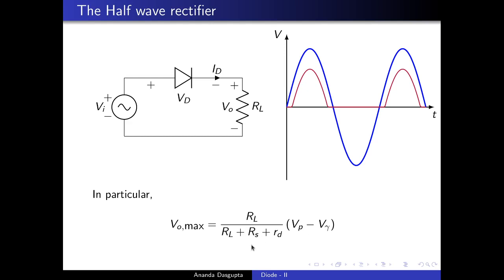After all, some part of the net voltage Vp minus V gamma will be dropped across both the source and the diode, as well as the bulk which should be across RL. So this is your formula for the output voltage, the maximum value or the peak value of the output voltage.